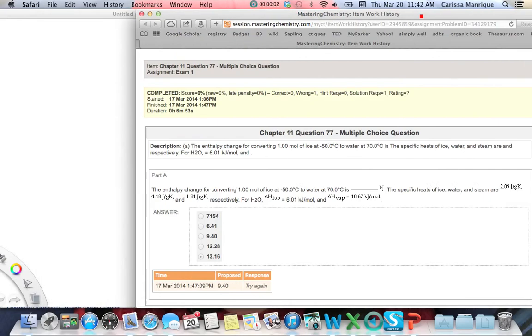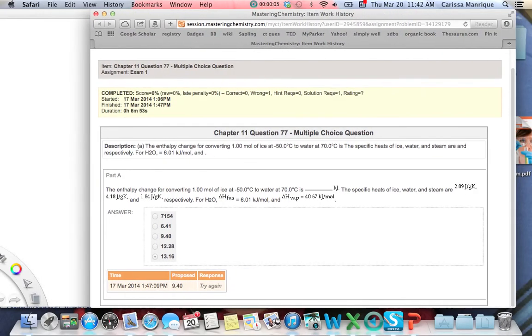Work this one out for you. Make sure you know how to do it. Okay, it says the enthalpy change of converting 1 mole of ice at negative 50 degrees Celsius to water at 70 degrees Celsius is blank.